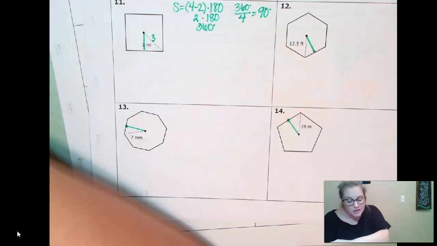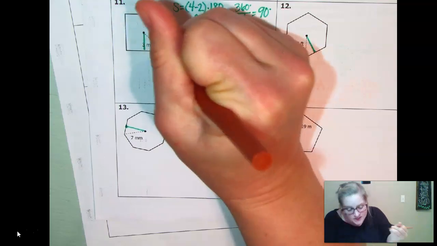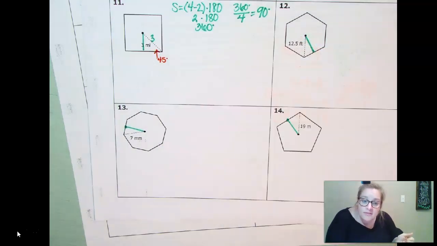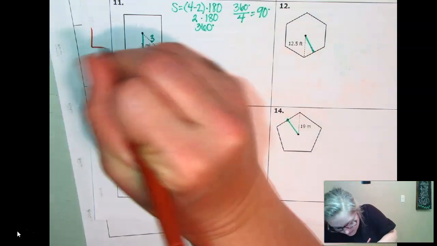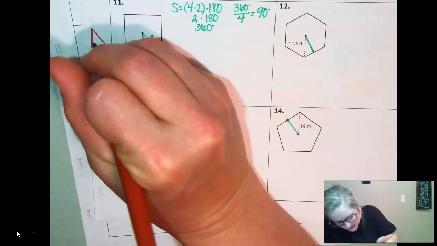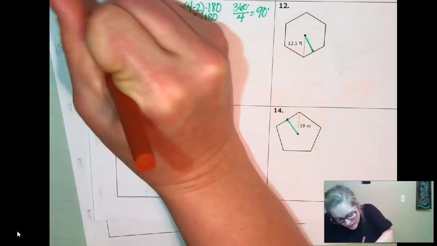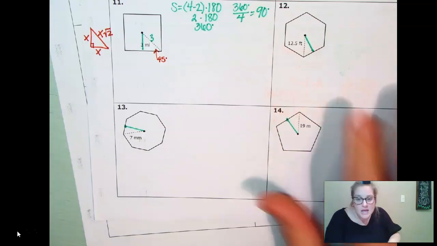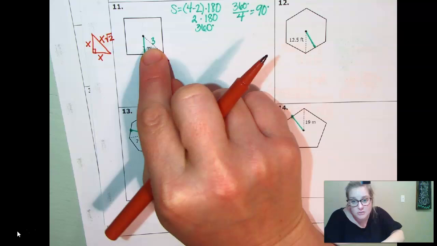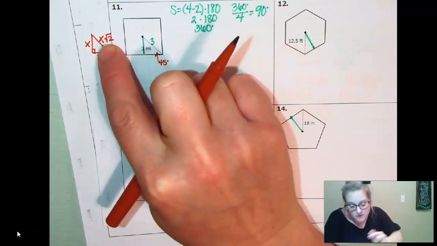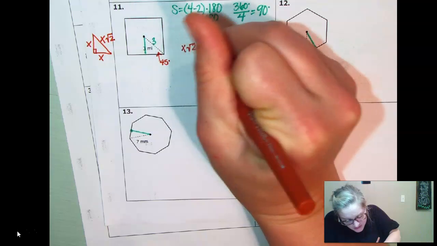So you know each of those has 90, which means this whole thing is 90. So the little portion of this is 45. So this is what we call a 45, 45, 90. So this is x, x, and x square roots of 2. Okay? Now, we know the hypotenuse is 3. Well, that's x square roots of 2. So I'm going to say x square roots of 2 is equivalent to 3.